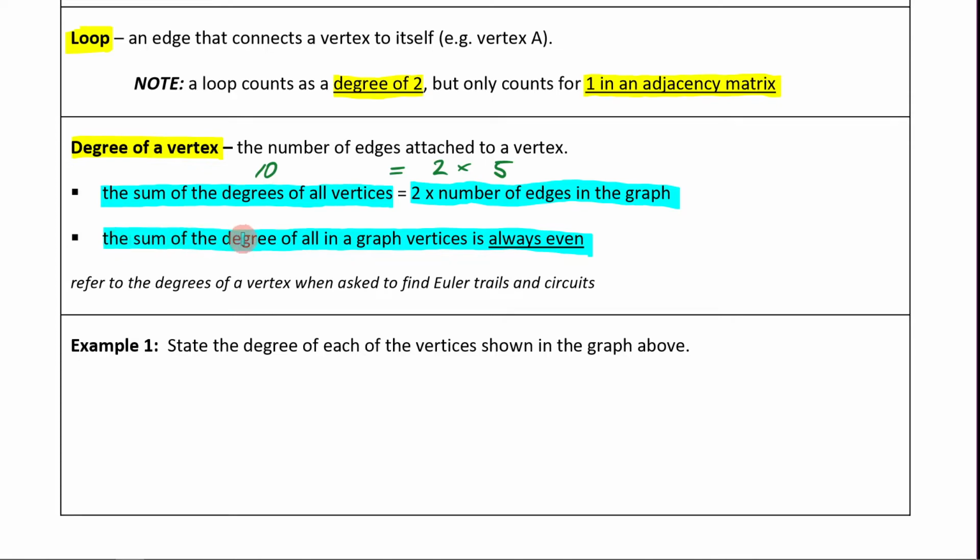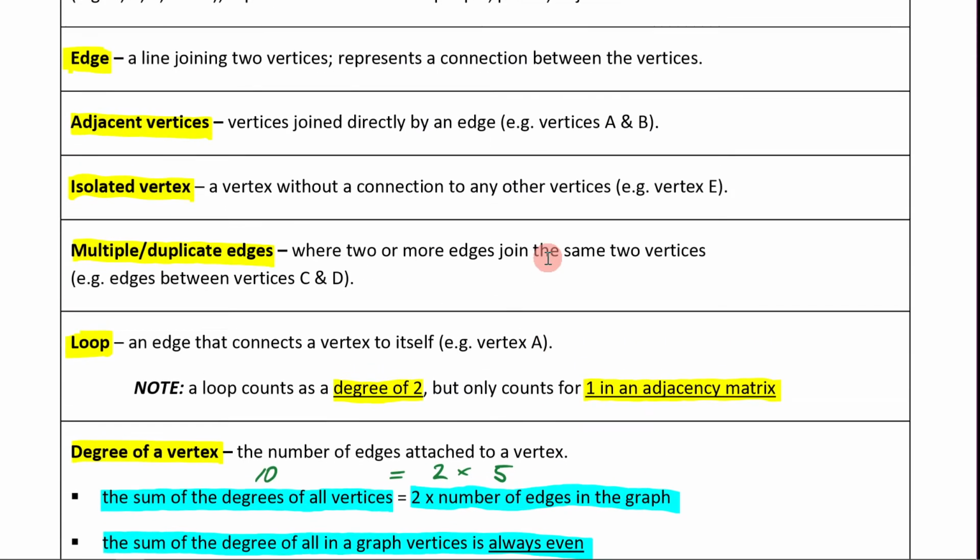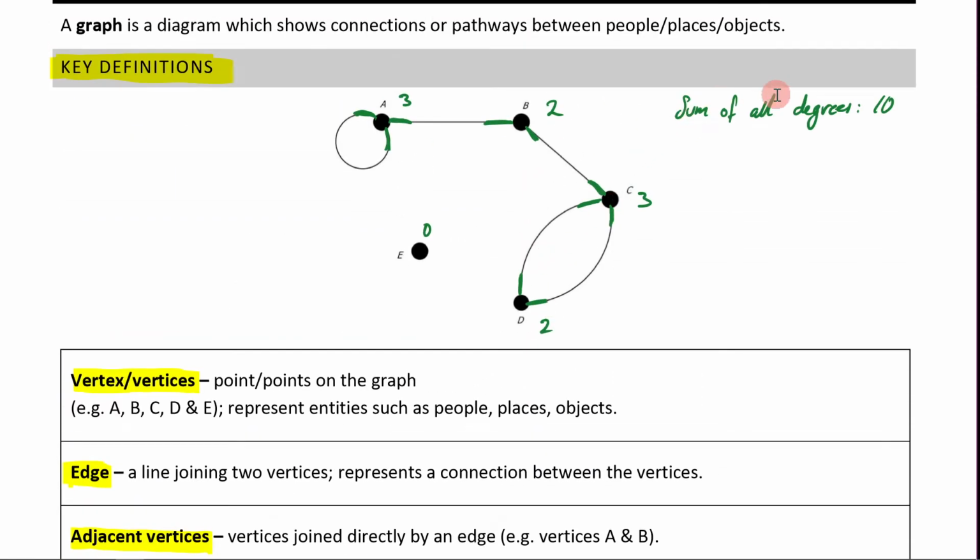The sum of the degrees of all vertices in a graph is always even. To put it simply, if you add up the degrees in a graph, it's always going to be even. And you can see that right here. The sum of all the degrees here was 10, and 10 is an even number.